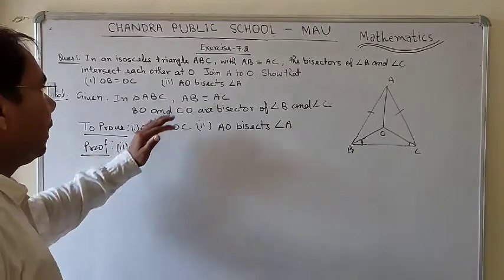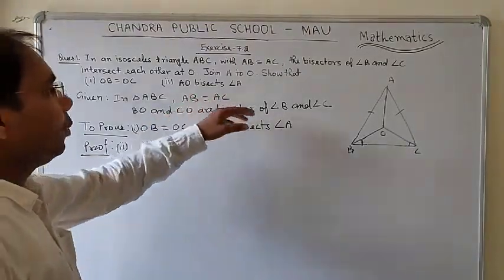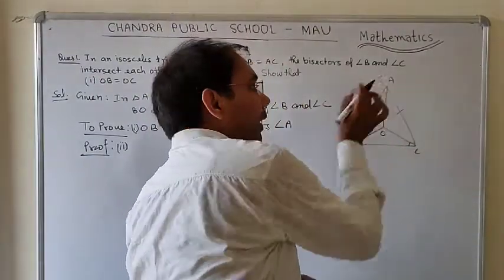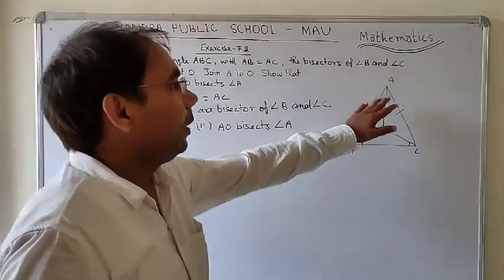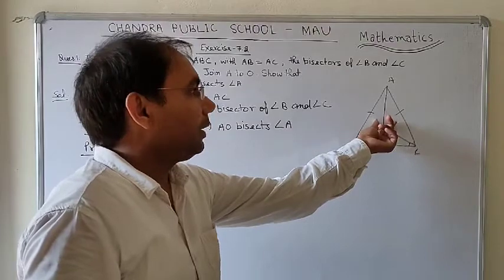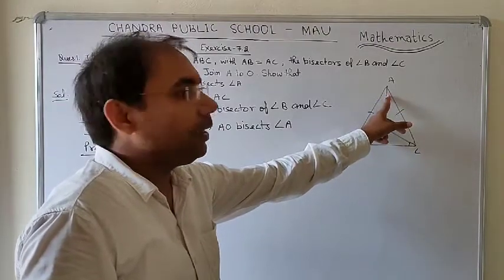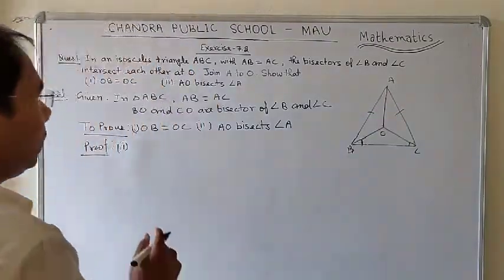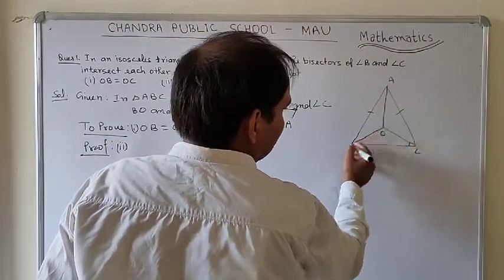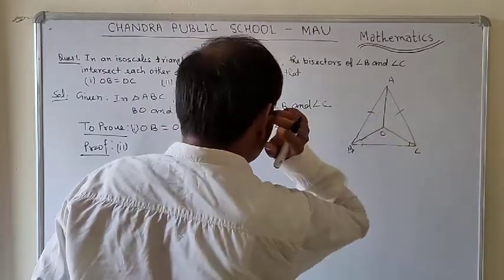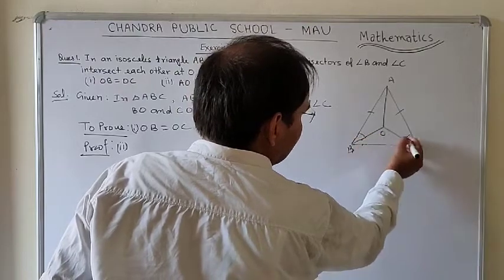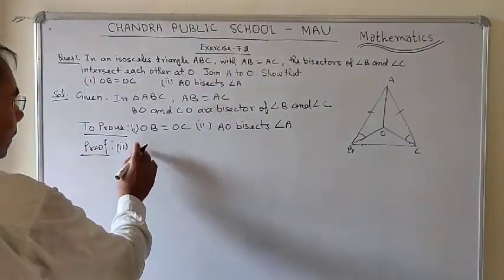Now friends, here I am going to prove the second part. In the second part you need to prove that AO bisects angle A. It means you need to prove that these two angles are equal. If we are able to prove that these two triangles are congruent, then these two angles will be equal. Students, in these two triangles we have proved that OB equals OC, and these two angles will also be equal. So here I am going to first prove that.